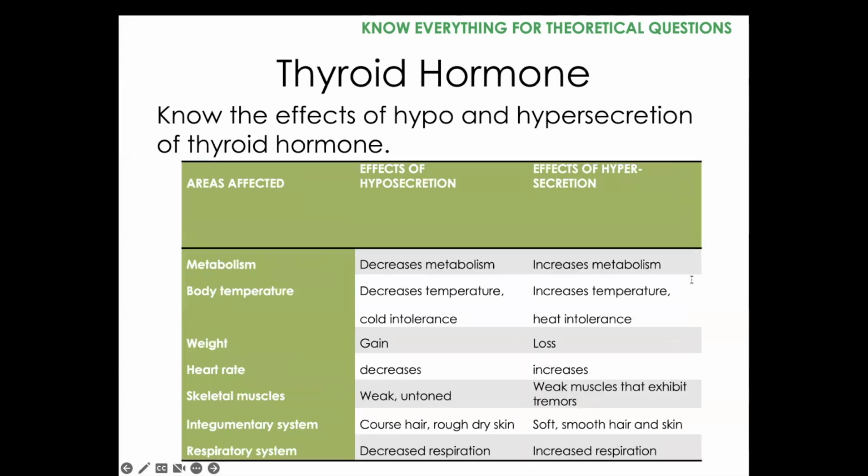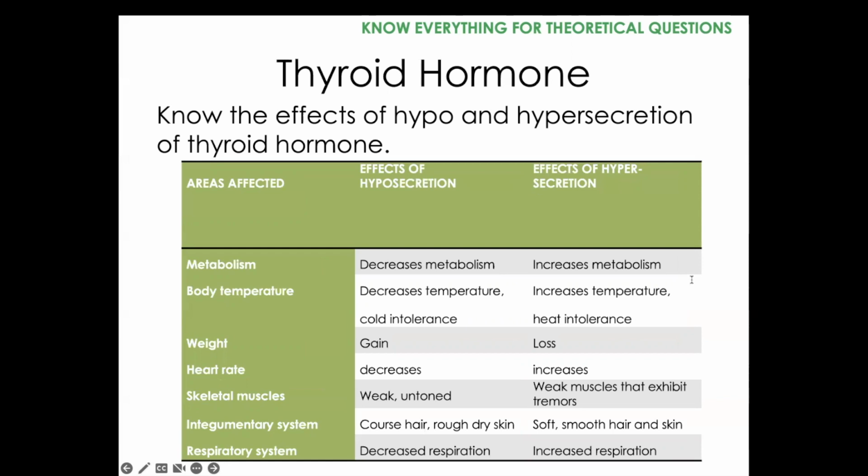And then here is a closer look at the effects of the thyroid hormone. Normally, thyroid hormones affect your metabolism, your body temp, your weight, heart rate, skeletal muscles, and integumentary system, so your skin, and your respiratory system.